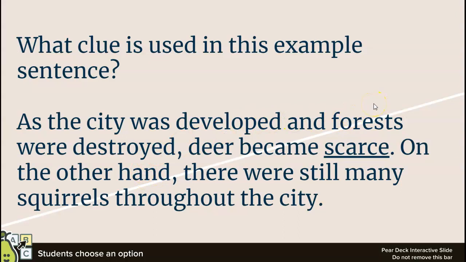What clue do you see in this sentence that lets us know that there is an antonym or a contrast context clue? As the city was developed and forests were destroyed, deer became scarce. On the other hand, there were still many squirrels throughout the city. The key words here are on the other hand. It tells us that deer are scarce, but squirrels are the opposite of that. So if there's a lot of squirrels and that is the opposite of scarce, then scarce must mean that there's not very many of something.